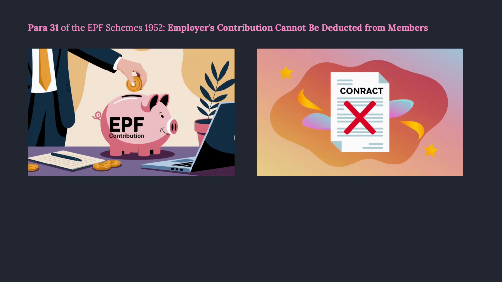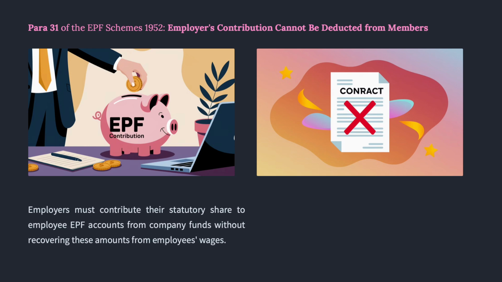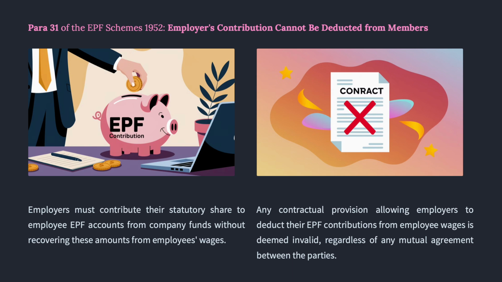Employers' contribution cannot be deducted from members. Employers must contribute their statutory share to employee EPF accounts from company funds without recovering these amounts from employees' wages. Any contractual provision allowing employers to deduct their EPF contributions from employee wages is deemed invalid, regardless of any mutual agreement between the parties.